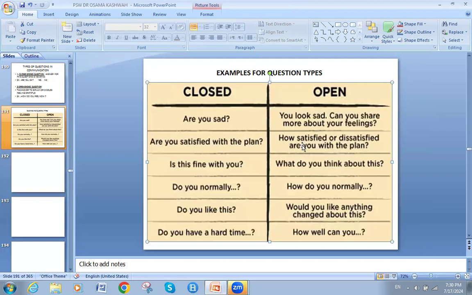How satisfied or dissatisfied are you with the pain? How far is the pain going on? What do you think about this? How do you normally, like you see here now, we put how, what, which were not in the closed questions. Would you like anything changed about this? So see here, the words how and what also come here. That's what I have for the moment for the differences between closed and open questions.